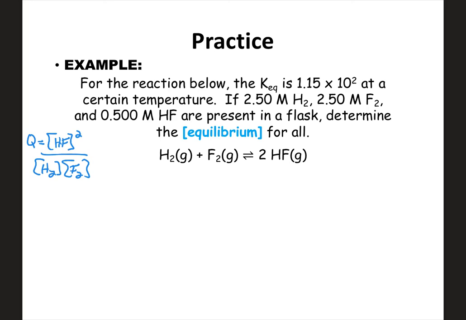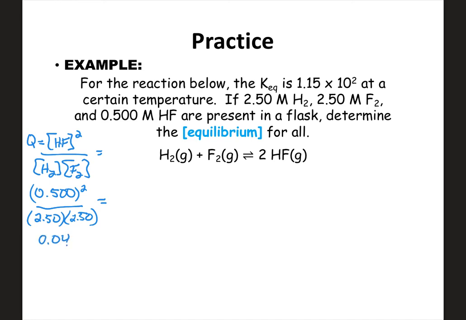So when I plug in those values here, I should get 0.500 squared, because that's the initial that they gave me. Remember, this is kind of like a snapshot of your reaction. Here are the concentrations, and you're taking those concentrations and plugging them into Q to figure out which way the reaction is going to shift. So that's going to be all over 2.50 times 2.50 here. They're both 2.50. So when I plug and chug that, the value I get for Q is 0.04.